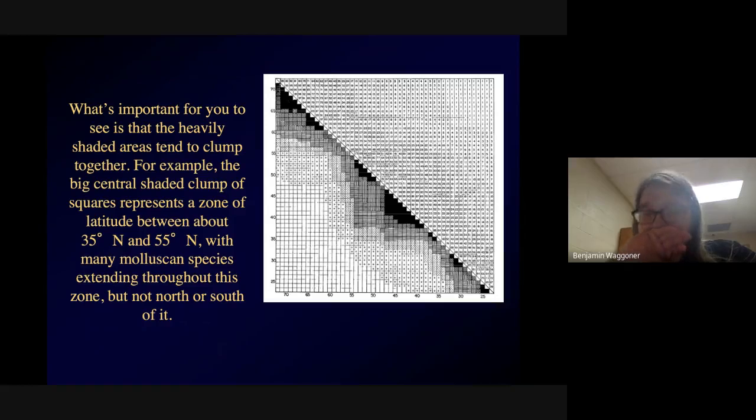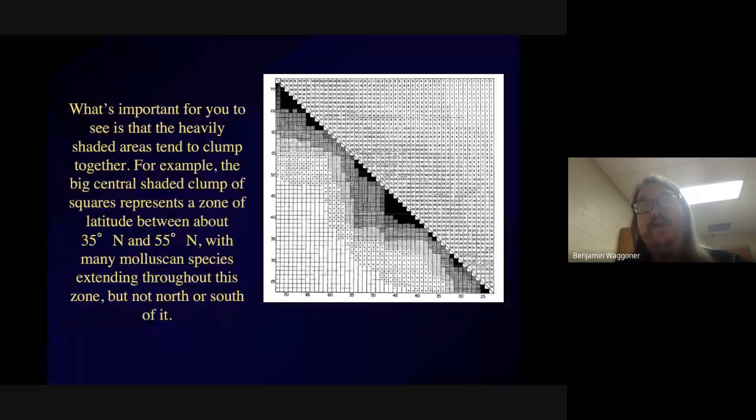And by and large, that's true, but it's not even. You have some shaded areas that tend to clump together. Right in the middle, you can see there's a zone where there is some fairly deep shading. Latitude between about 35 north and 55 north, there's a lot of mollusk species that are found between 35 and 55 north, but they're not found north of 55 north or south of 35 north. And then north of about 55 north, you have another one of these highly shaded areas. So that's telling you that north of 55, the blocks tend to have lots of species in common with each other, but not so many shared south of 55 degrees north. So diversity is clumpy.